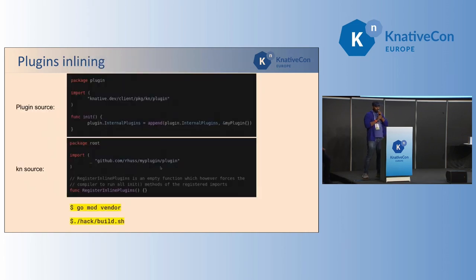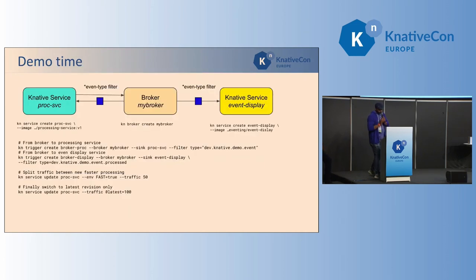All right, so how do you do the plugin inlining? On the plugin source, you specify the metadata of the plugins, and on the KN side, you need to wire this plugin in your KN source. Once that's done, you just do go mod vendor, so it pulls in your plugin source code and builds it together. We have a handy script, hack build, that you run once you pull in the dependency, and you will have your plugin embedded with KN so that you can distribute your plugin with KN directly. All right, over to David.